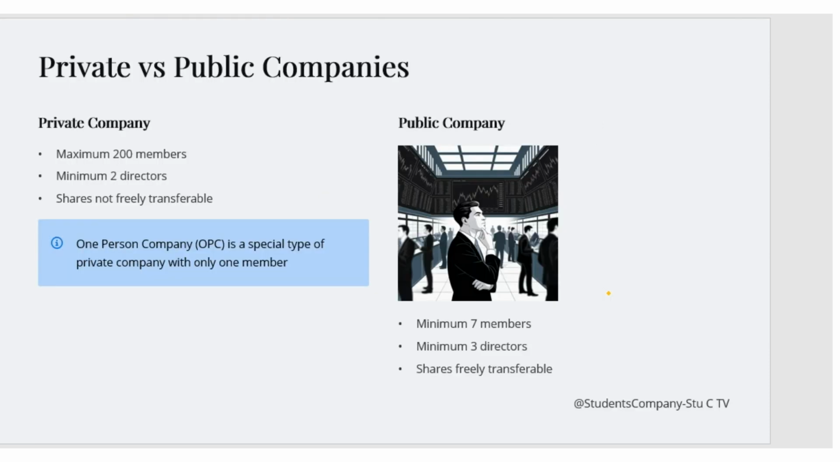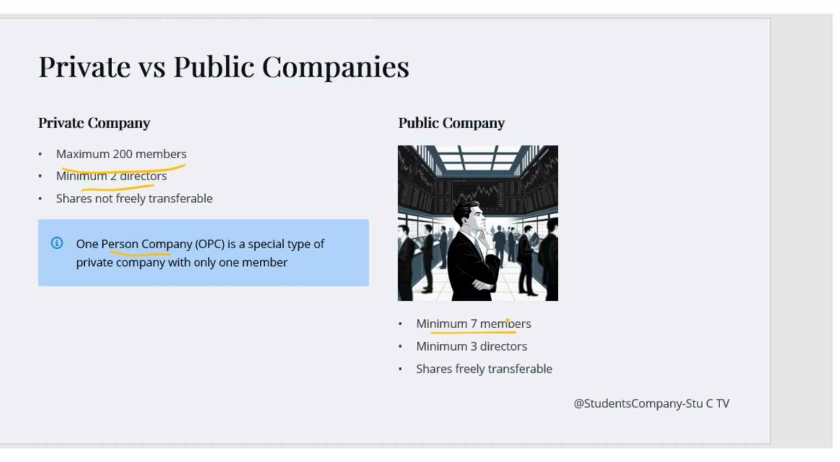There are two basic criteria for distinguishing between companies, that is private and public. A private company is owned by a maximum of 200 members, with a minimum of 2 directors, and the shares in a private company cannot be transferred to the general public. Under private company we have a special type called one person company. In a public company, there should be a minimum of 7 members, and there is no maximum limit.